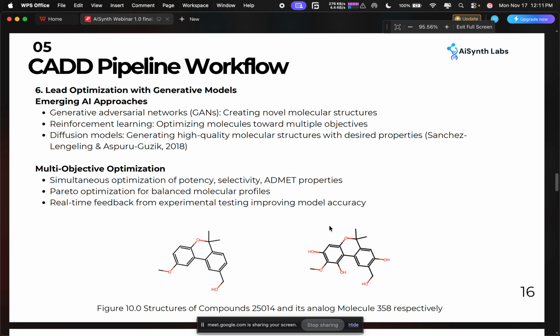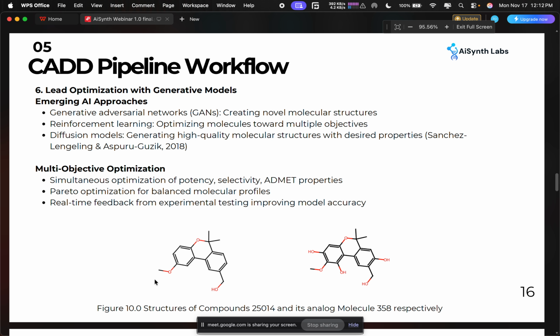So you could also run a generative model like the generative adversarial network, reinforcement learning, or diffusion models, where you just tell the model, okay, I just want you to look at my scaffold. For instance, look at this compound. This was a project I worked on, and this was our lead compound, compound 25014. And this is it here. That gave us a very good ADMET profile and everything. But we still wanted to improve the ADMET profile. We wanted to improve the docking score as well.